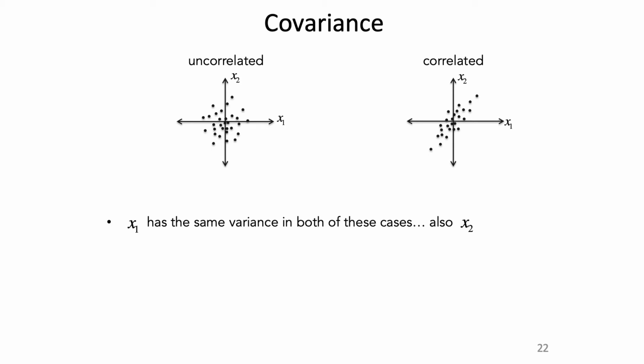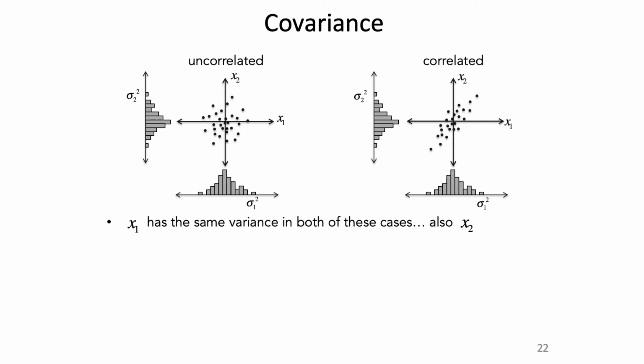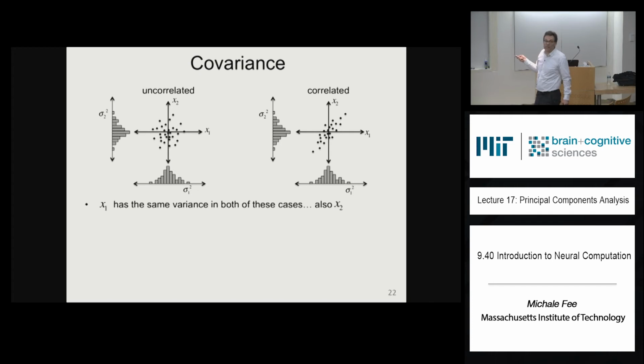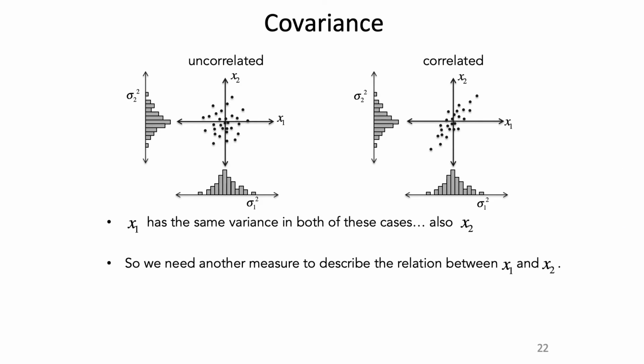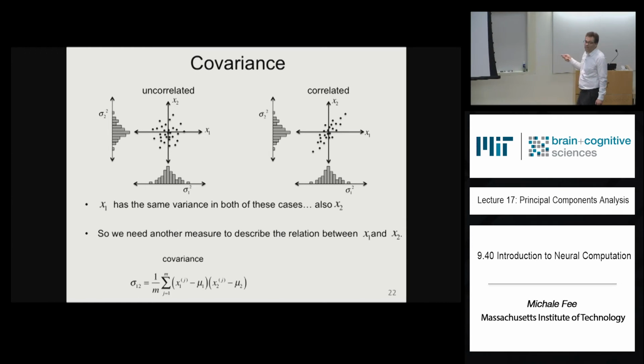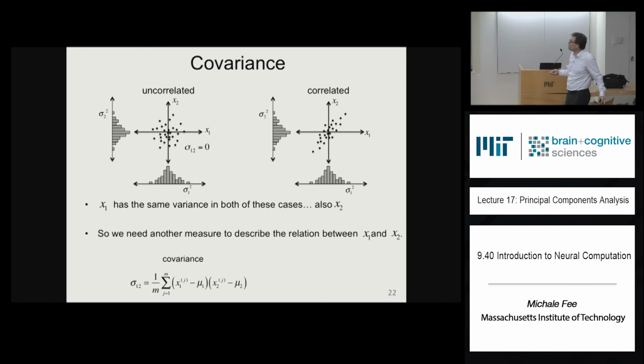In these two cases, x1 can have the same variance, right? x2 can have the same variance, but there's clearly something different here. So we need something more than just describing the variance of x1 and x2 to describe these data, okay? And that thing is the covariance, all right? And it just says, how do x1 and x2 co-vary? If x1 is big, does x2 also tend to be big?